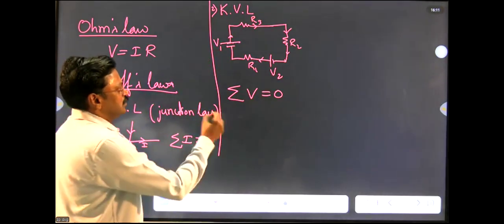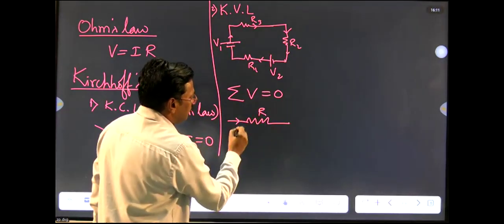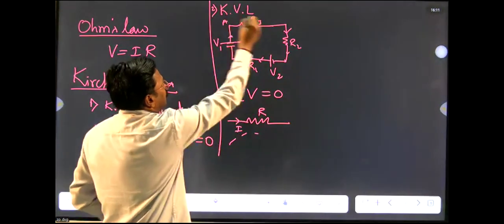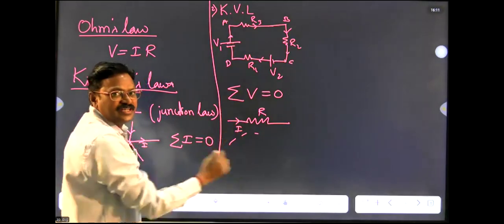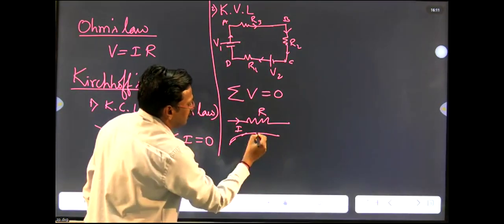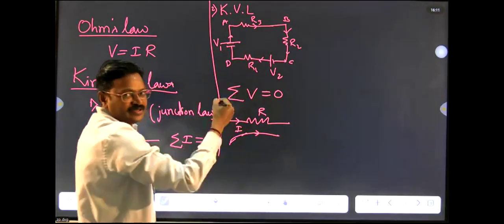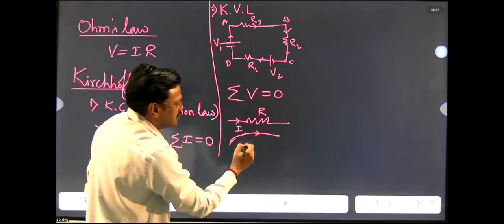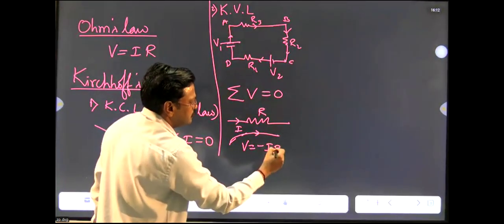So there are rules. If you are considering a resistance R, let the current be flowing like this. Now let's take these as points A, B, C, D. So let me list the rules for sign convention. If you are traversing in the direction of current, while measuring the voltage around the closed loop, then the voltage drop across this resistance is taken as negative. So V will be equal to minus IR.